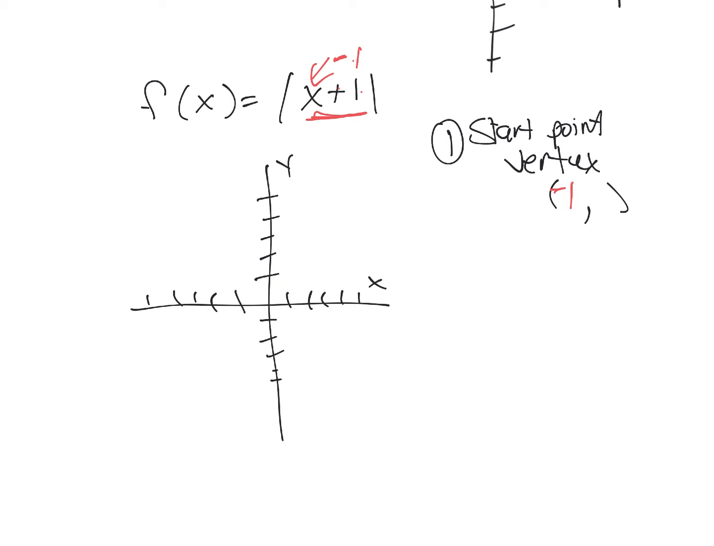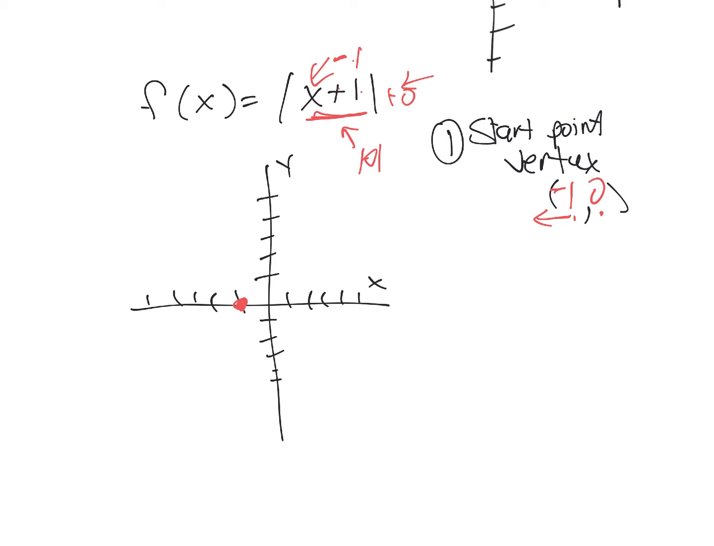So this is a -1. Because remember, I want absolute value of 0. I want this to be 0. Then outside here, there's nothing out here, so we put a 0 there. There has to be something there. It has to have a vertex, a start point. So -1, that moves to the left 1. I do not move up or down because it's at 0. So this is my vertex.